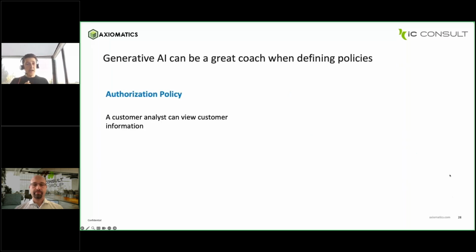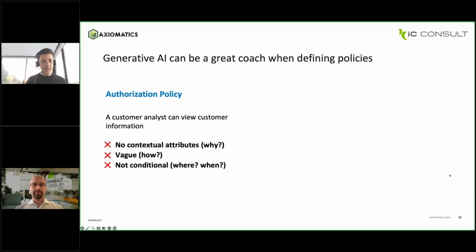The second point is that AI can help us understand whether what we're writing makes sense, right? And it kind of reminds me, I had a customer maybe 10 years ago. They were a defense ministry in Europe, and they had given me like 20 pages worth of authorization policies, and they were great.